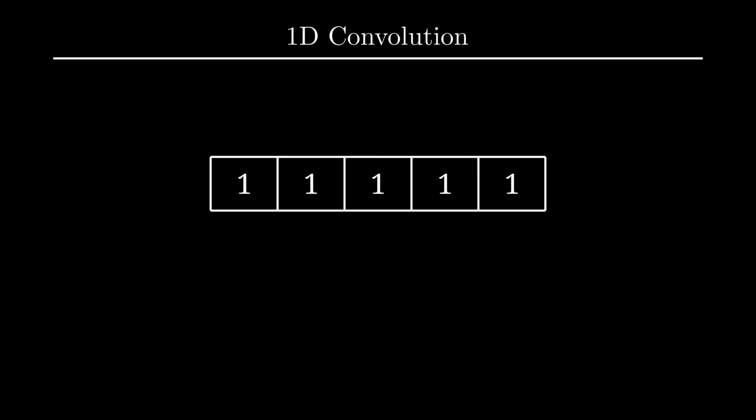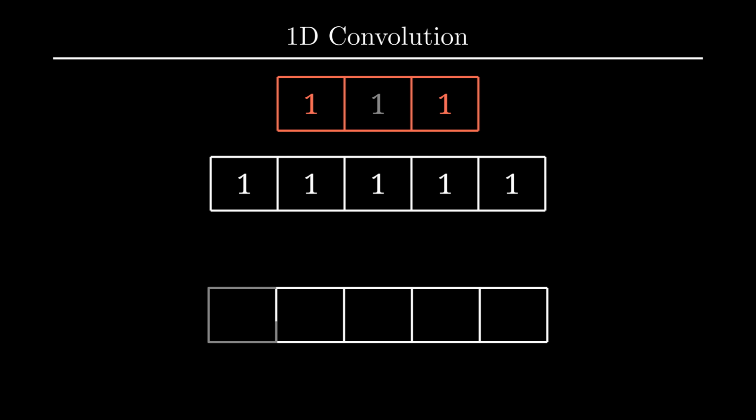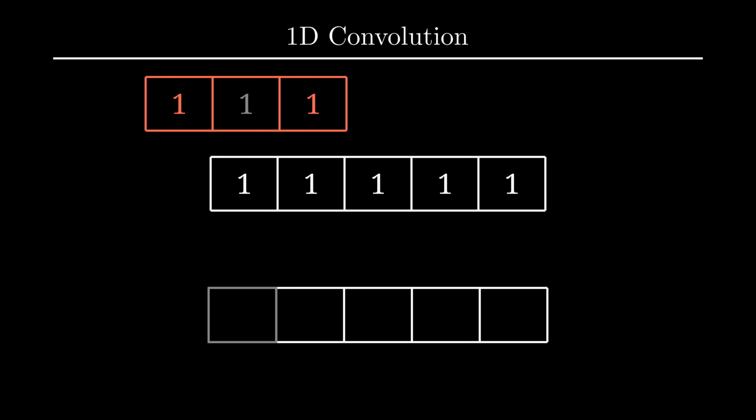Let me explain convolution using a simple 1D example where the input is an array of length 5. A filter is defined to compute each element of the output. In this case, I'm going with a filter of length 3. To compute the first output element, the middle element of the filter is aligned with the first input element, and an element-wise multiplication is performed.